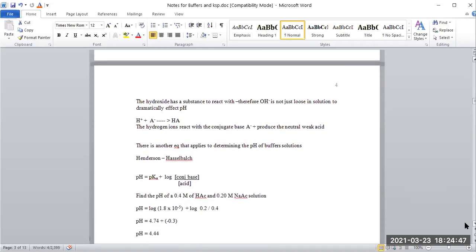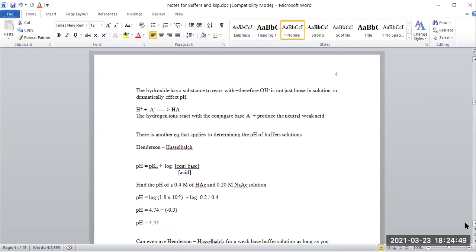More famous dead guys, Henderson-Hasselbalch. So the pH of your buffer is pKa, because remember, P means take the negative log of something, plus log of conjugate base over acid.